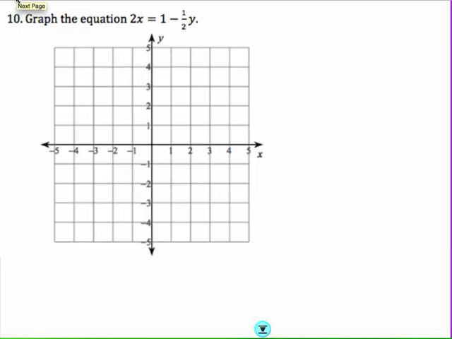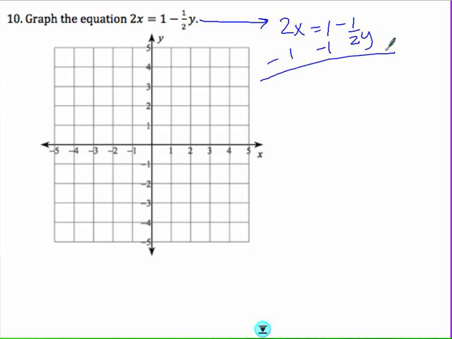Graph the equation of this line. Again, I usually just go into slope-intercept form. I'm sure you could do it another way, but that's what I prefer. So in that case, I'm going to start with this. Minus 1/2 y. I want the y to be by itself. So what I'm going to do is subtract 1 from both sides.